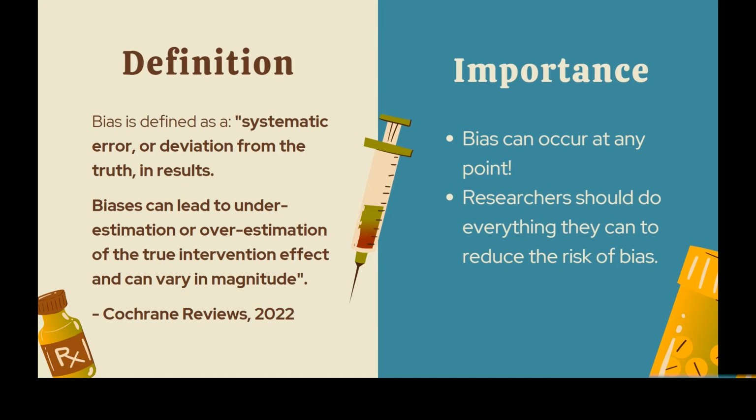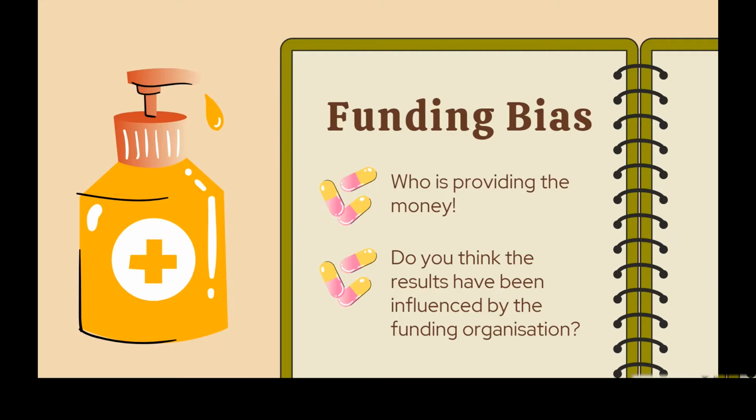It's important when appraising a paper to see that the researchers have done everything they can to eliminate bias, including acknowledging any limitations within the study. As discussed in our Introduction to Critical Appraisal video, you want the information in the paper to be valid and reliable. So what types of bias can occur in research papers?